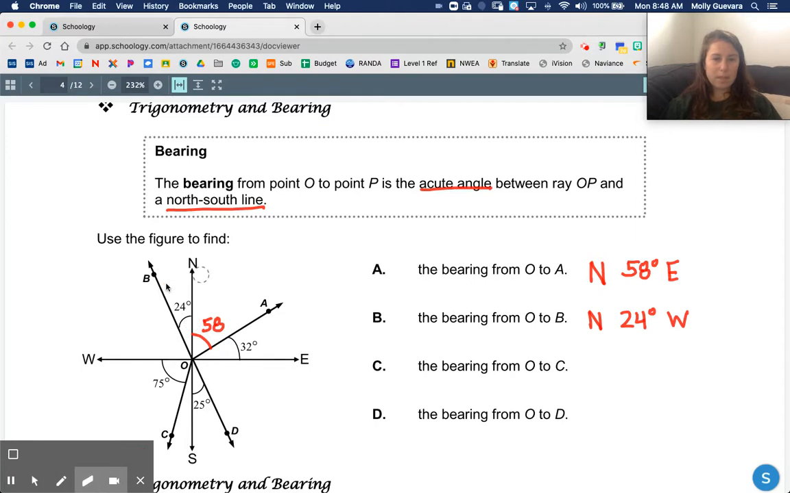Okay. O to C. So where's C? Here's C. I start south, right? I start on the south axis. And then this is 75. So that tells me that this guy right here is 15. Right, so small. So I start at south, and then I go 15 degrees west.